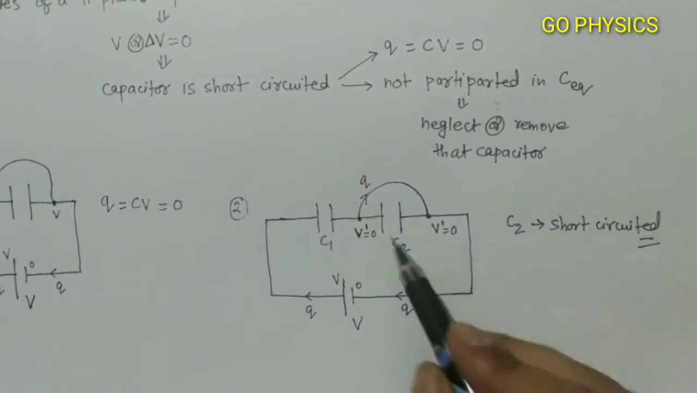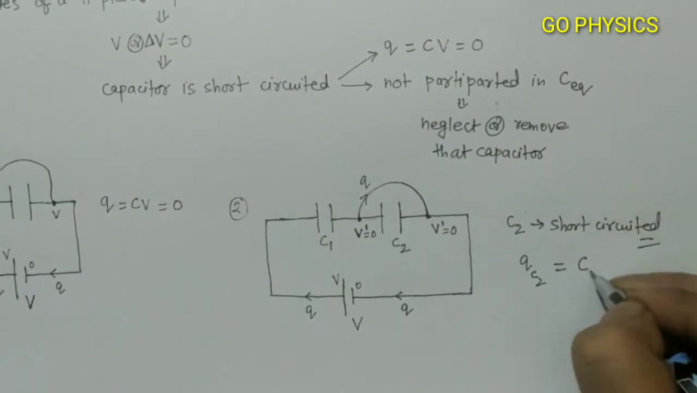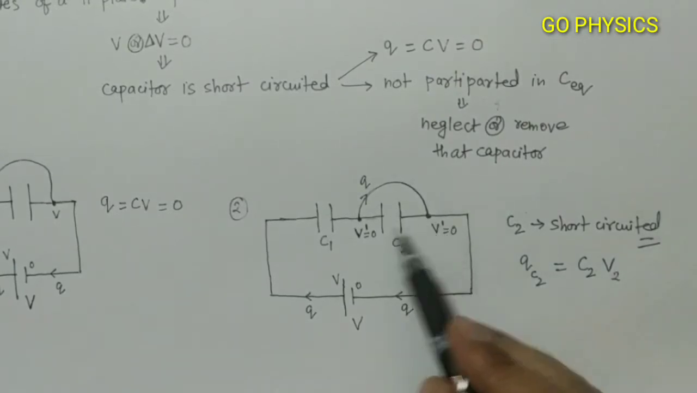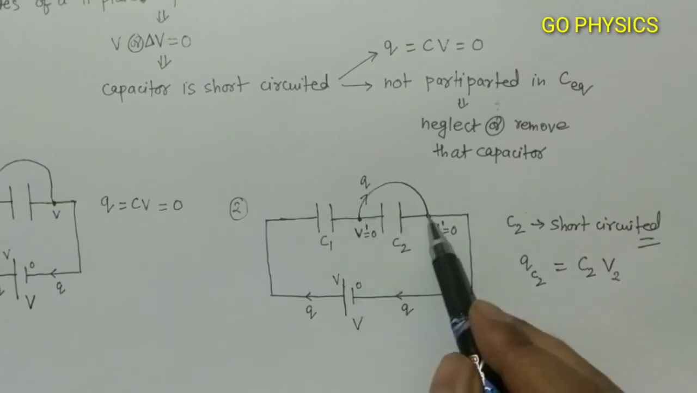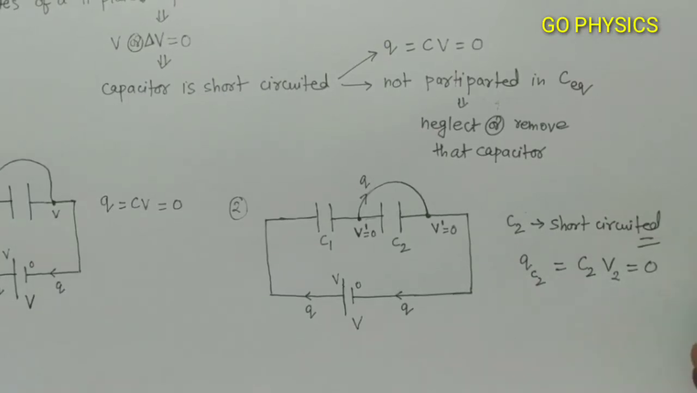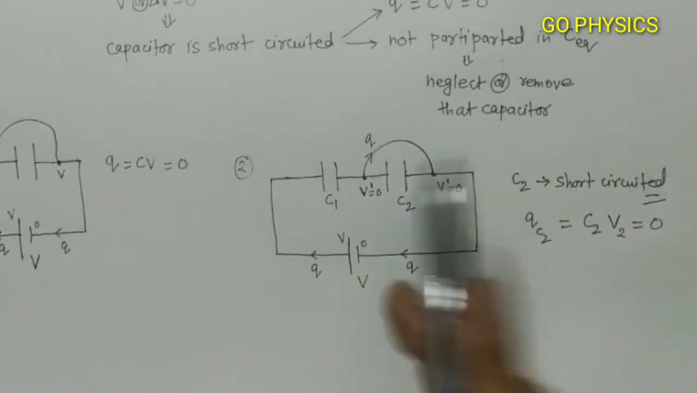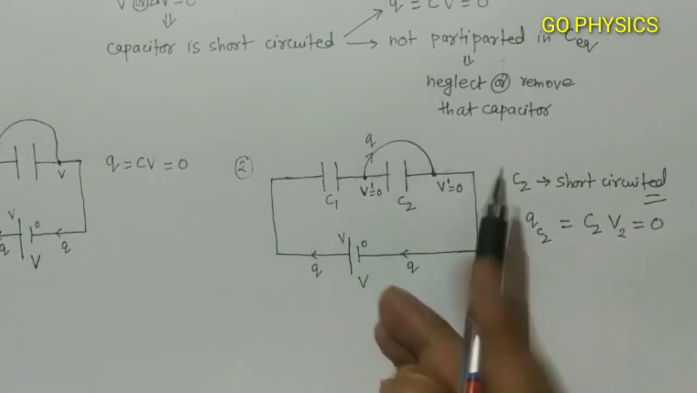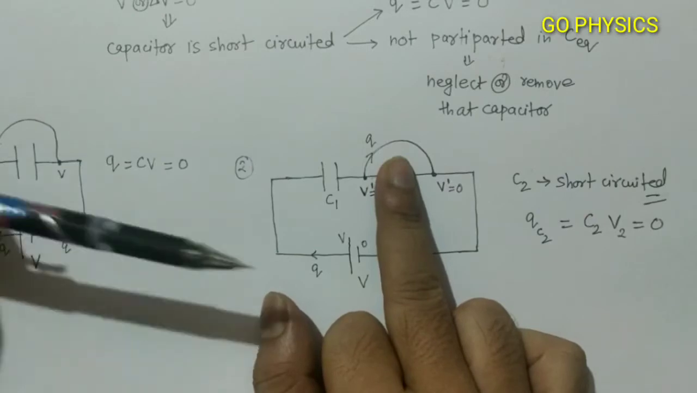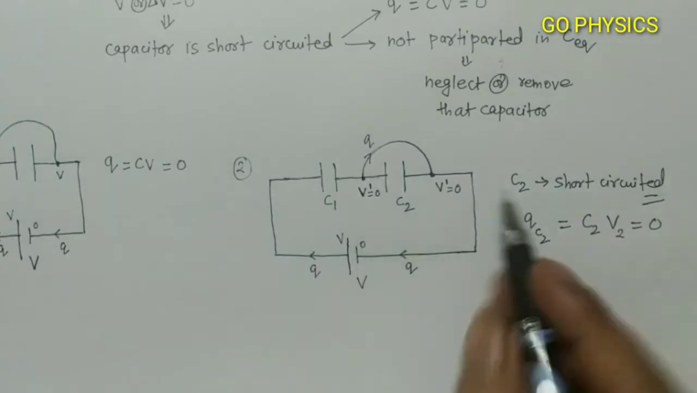C2 short circuited means the charge on C2 will be what? C2 into V2, where V2 is the potential difference across C2, which is 0 because both the terminals have the same potential. So V2 equals 0, so the charge on C2 will be 0. And suppose we have to find C equivalent for this given circuit, so neglect C2, that is, C2 is absent. So in the given circuit only C1 is present, and therefore C equivalent for this circuit will be equal to C1.